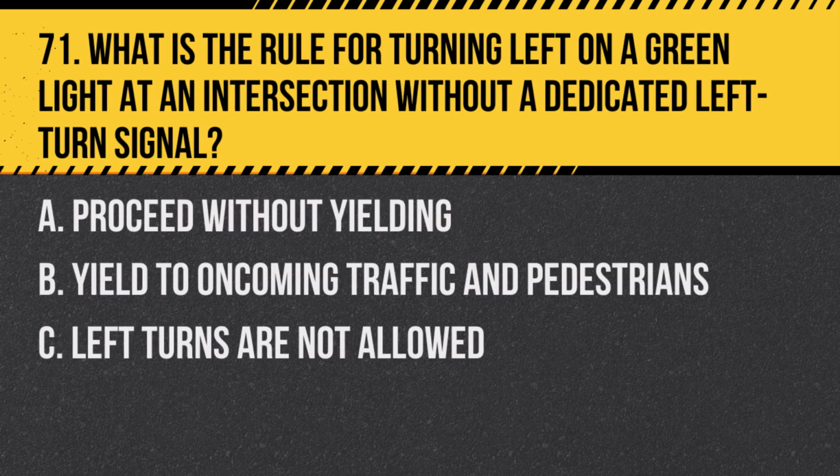Question 71. What is the rule for turning left on a green light at an intersection without a dedicated left turn signal? A. Proceed without yielding. B. Yield to oncoming traffic and pedestrians. C. Left turns are not allowed. Answer: B. Yield to oncoming traffic and pedestrians. You must yield before turning left.